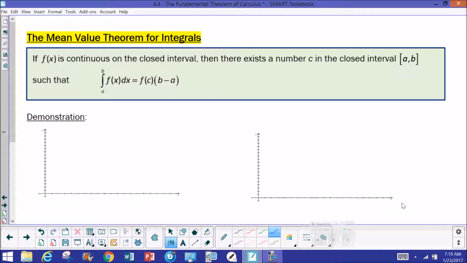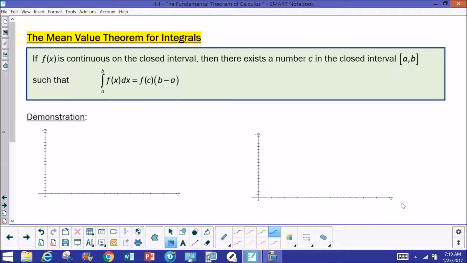It's called the mean value theorem for integrals, and as you can see here in the box, it says that if you have a function f of x that's continuous on the closed interval, then there will exist a number c on that closed interval from a to b such that the antiderivative of f of x with respect to x evaluated from lower bound a to upper bound b is the same as f of c times b minus a.